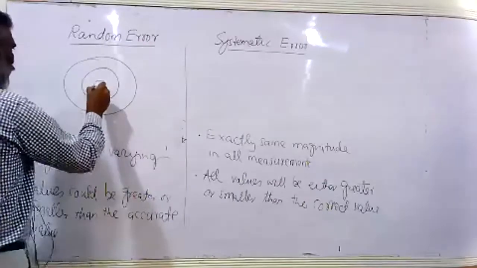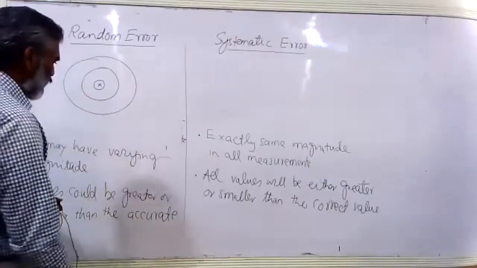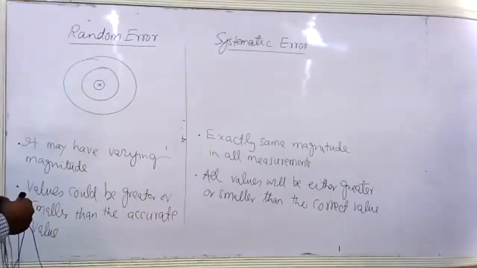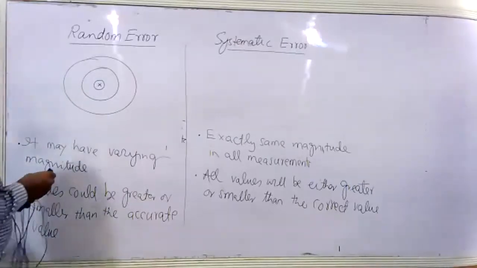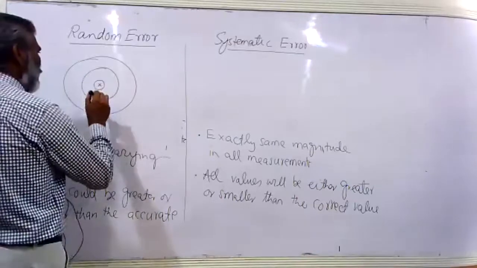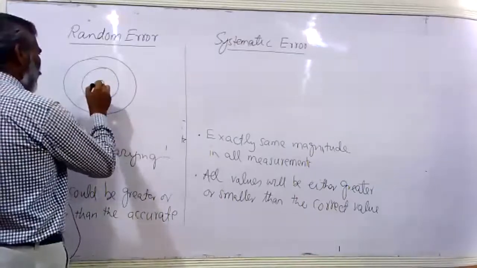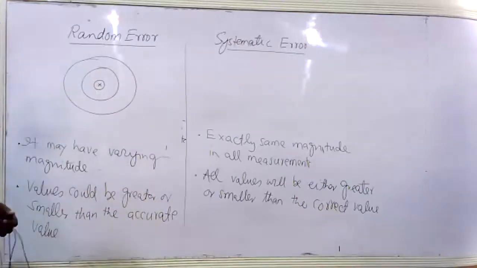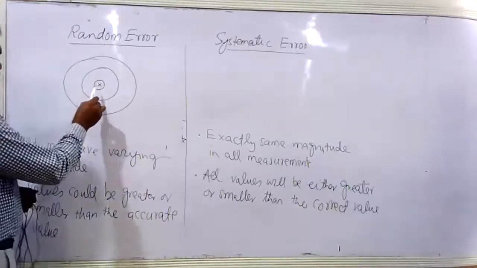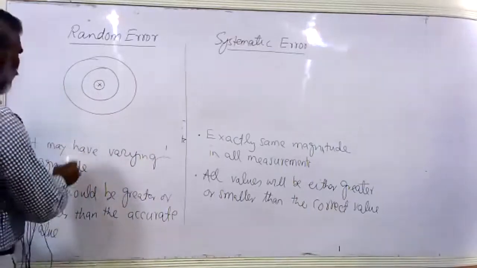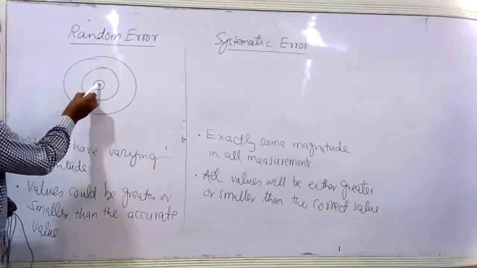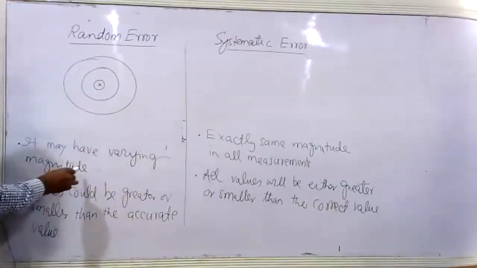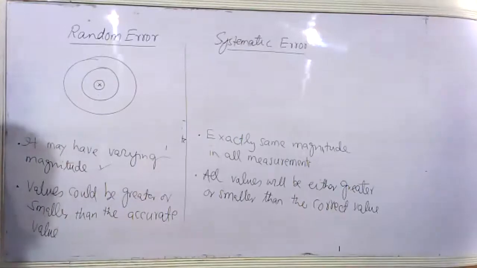You're trying to hit this target. If the rifle that you are using doesn't have any systematic error in it, you will hit here sometime, or here, or here, or here, or here. That means if you hit it five times, sometimes you have a very close distance from it, sometimes you have a larger distance from it. So it has varying magnitude because it's random.